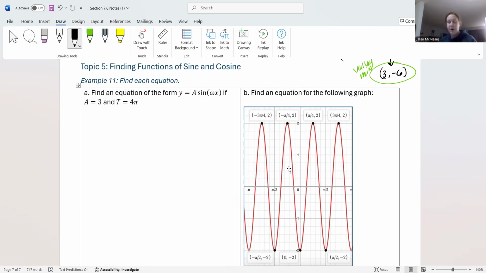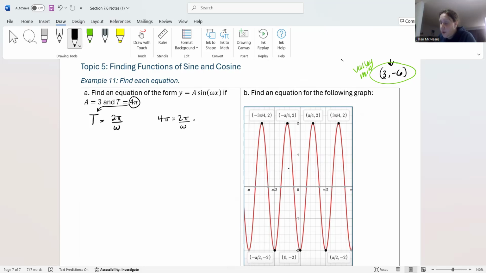So we have to go about this backwards. We know ordinarily our formula for the period is whatever the initial period is. For sine and cosine, that's 2 pi over omega. Well, we're told that T is actually 4 pi, so we want to take that and plug it in for T. So we get 4 pi equals 2 pi over omega.